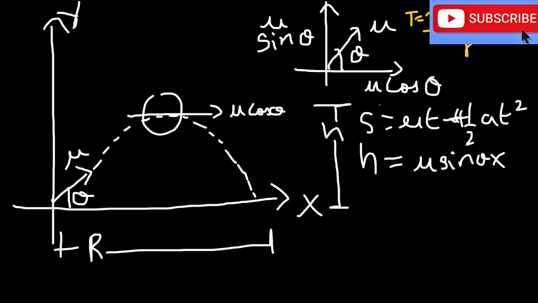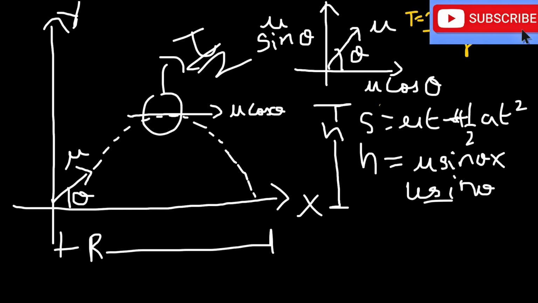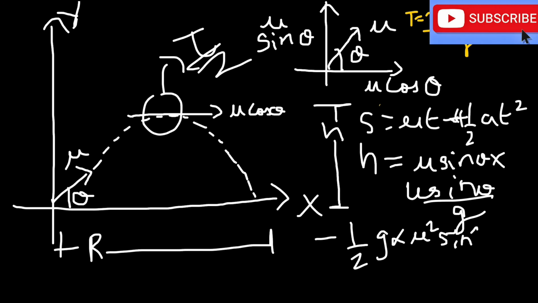The projectile takes T by 2 seconds to reach this maximum height, and then T by 2 seconds to come back. So it will be u sin theta upon g, plus half into, it will be minus here, because the gravity is acting downwards. So minus half into g into u square sin square theta upon g square.